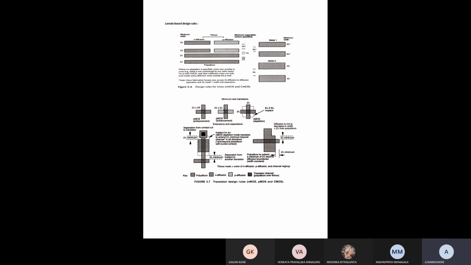And polysilicon we also have to represent. The colors are the same as we discussed in the color stick diagram; those colors are the same for this layout diagram also. That means for n diffusion we use green color, for p diffusion yellow color, for metal blue color, for implant a dotted yellow color box, and next, polysilicon, red color.